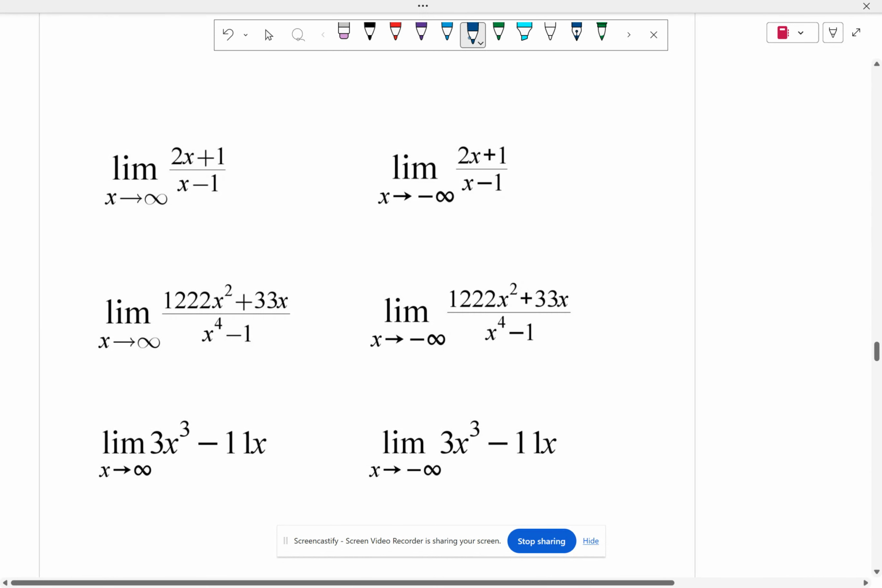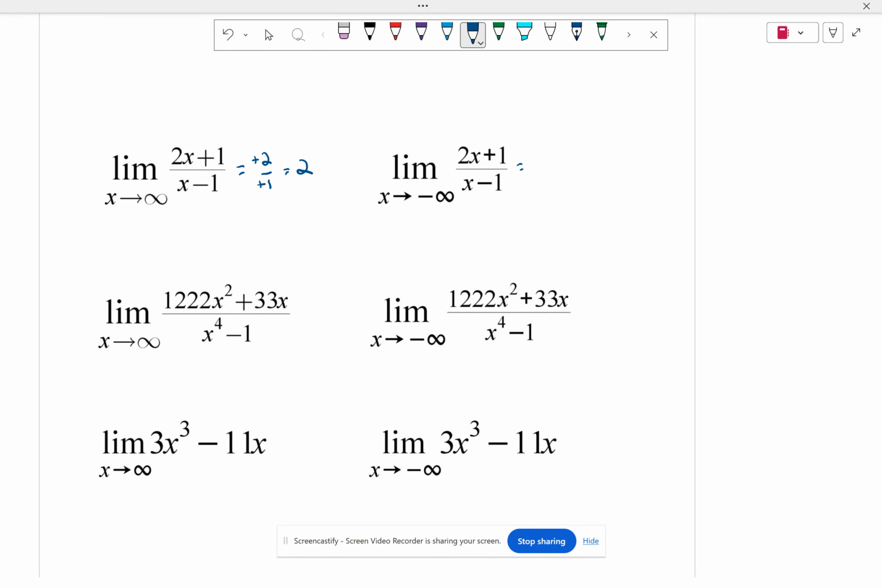Here's the function (2x + 1) divided by (x - 1). What does this function do as x approaches infinity? Well, the degree on the top and bottom are the same, so it's just going to be the ratio of the coefficients, 2 and 1. As x goes to positive infinity, 2 times infinity plus 1 is going to give you a positive output. Again, a really big number minus 1 is still going to be a positive number. So we're going to go to positive 2.